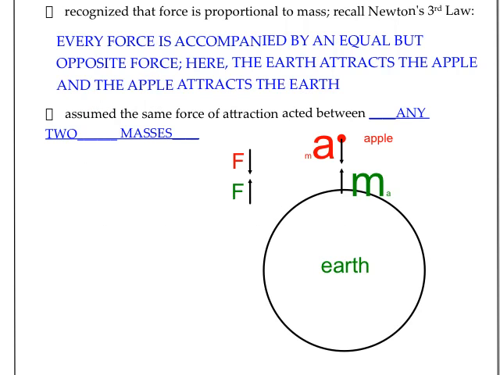Now, to lead up to an equation for what this force of attraction would be, Newton was applying his own laws. So hopefully you can remember what Newton's third law was. I gave you a little bit of a refresher in case you don't. But the third law stated that every force is accompanied by an equal but opposite force. Newton applied this logic to the earth attracting the apple falling down. So based on the third law, he assumed that the same force of attraction could act between any two masses.